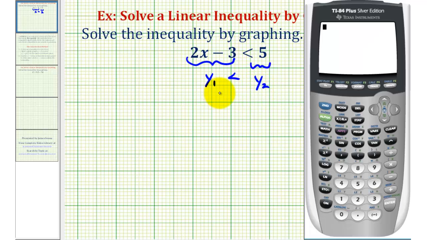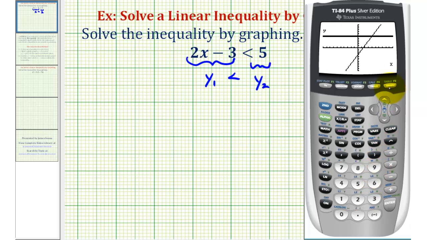Let's go ahead and enter y1 and y2. We'll press y equals, y1 is 2x minus 3, enter, and y2 is positive 5. It's important that we can tell these two lines apart. So for y2, we're going to go to the left of y2, press enter once, and now y2 will be a thick line. So again, our goal here is to find for which x values y1, or the thin line, is below y2, or the thick line. To make sure we have the standard window, let's press zoom 6.